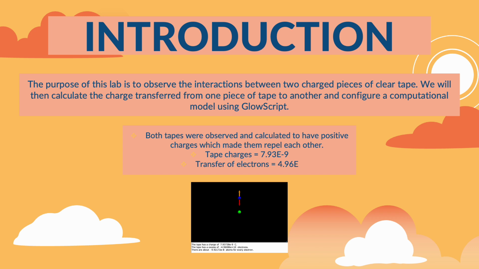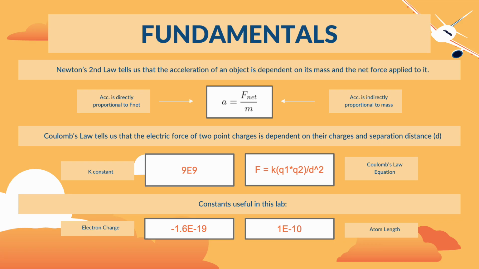We will then calculate the charge transferred from one piece of tape to another and configure its computational model using GoScript. Some fundamentals before we start: Newton's second law tells us that the acceleration of an object is dependent on its mass and the net force applied to it. Coulomb's law tells us that the electric force of two point charges is dependent on their charges and the separation distance d, and K, a constant of 9 times 10 to the 9th, and then there's the equation right there.